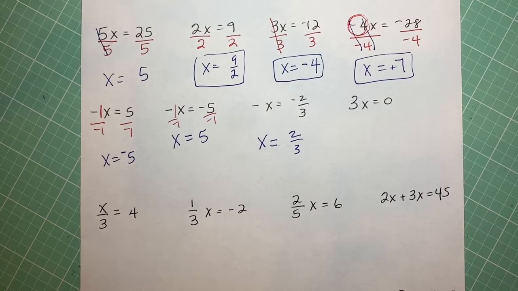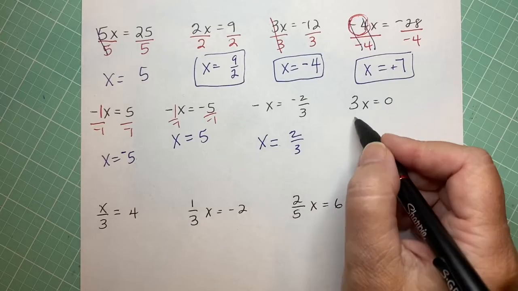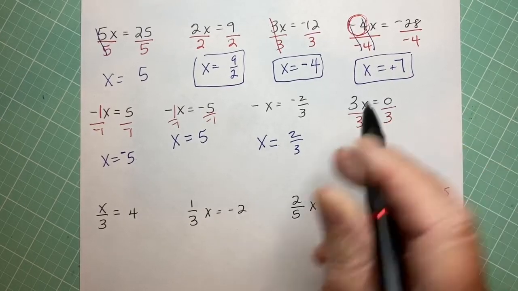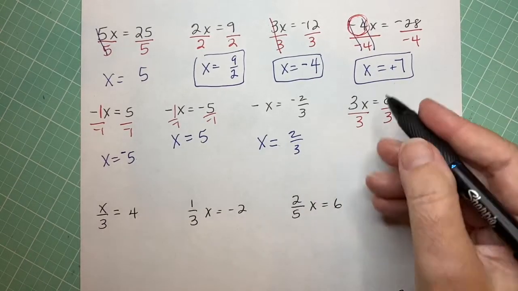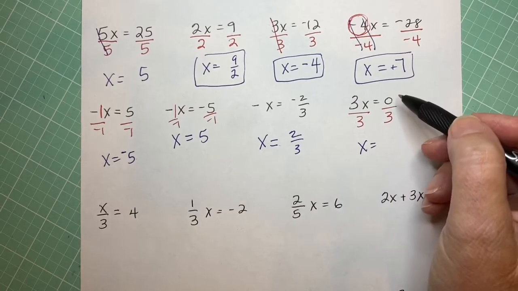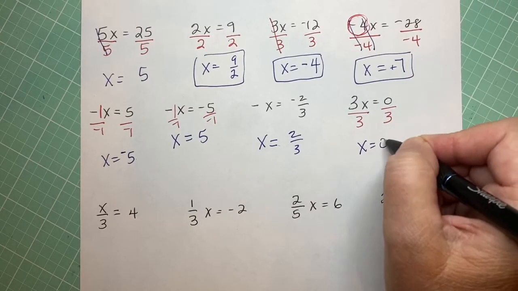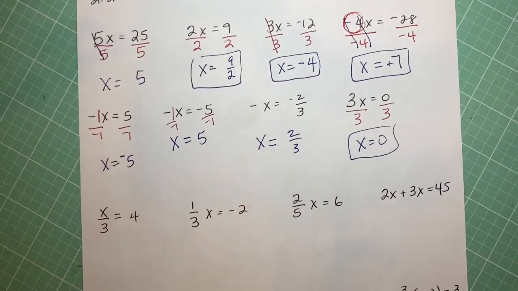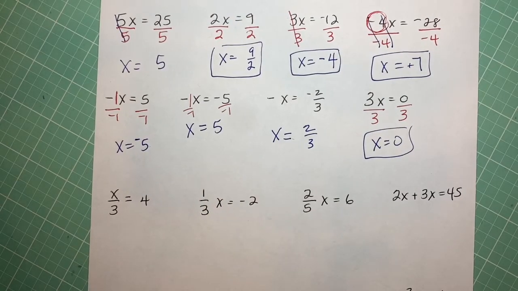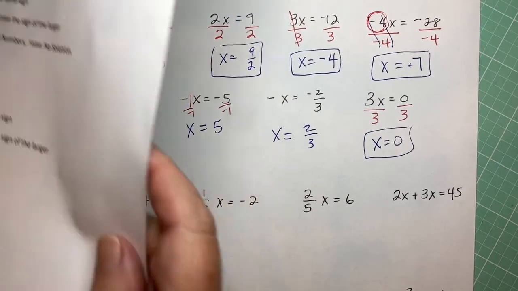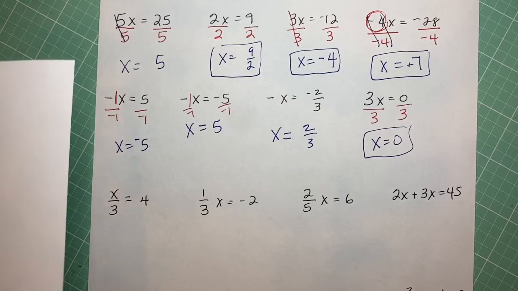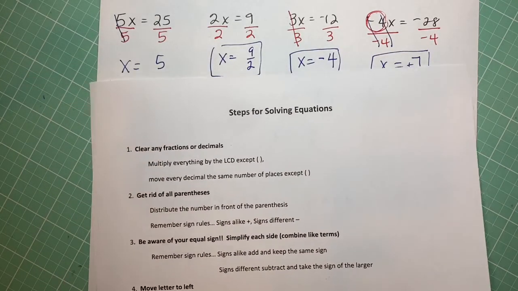This next one, again, we want to get x by itself, so I'm going to divide both sides by 3, which is going to leave me x equals, just remember, 0 divided by 3 is just 0, so you can always have 0 as an answer. Okay, I lied to you. I said we weren't going to do step 1 until the end, but we're actually doing it right here.